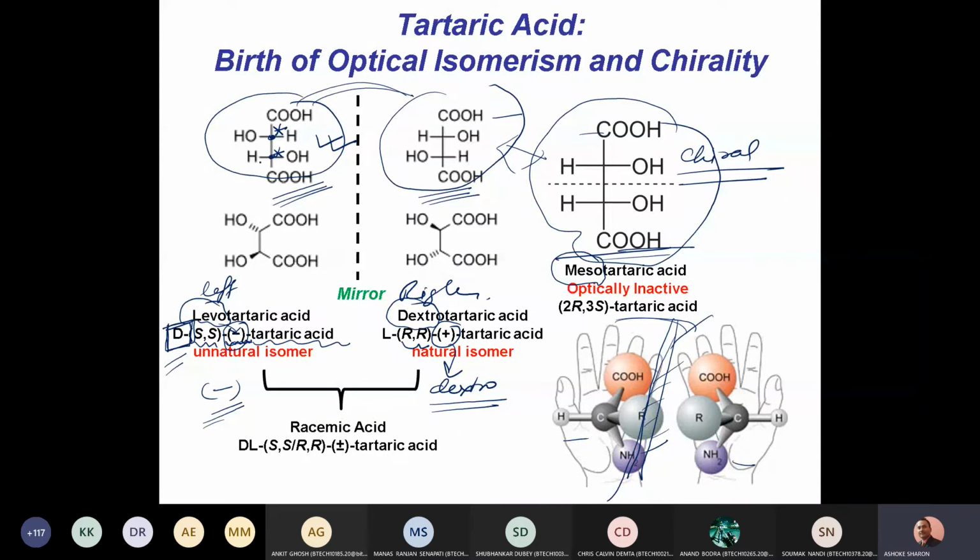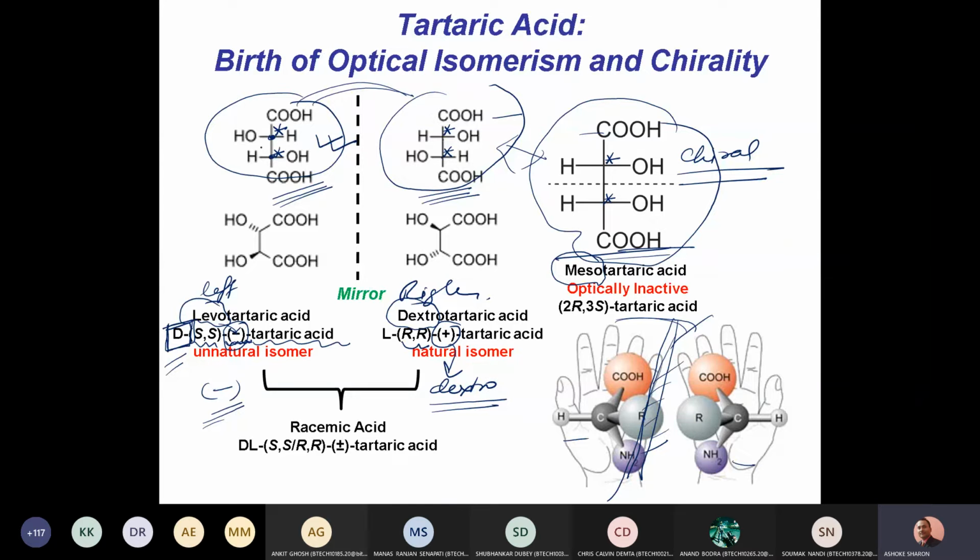How many total carbons do we have? 1, 2, 3, 4. We have a total of 4 carbons. But how many chiral centers do we have? We have only two chiral centers. So these two chiral centers should have their own name. That is the name by RS configuration.